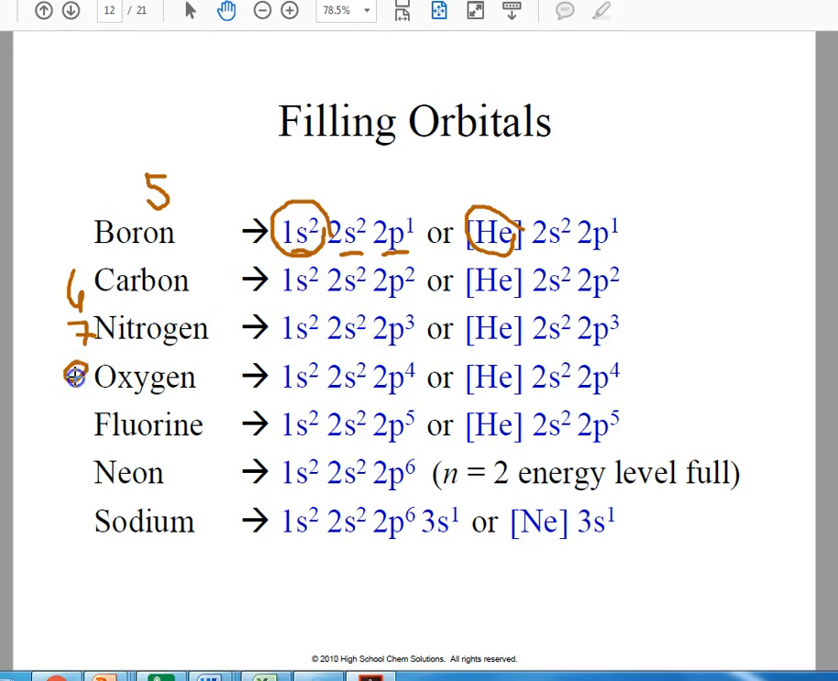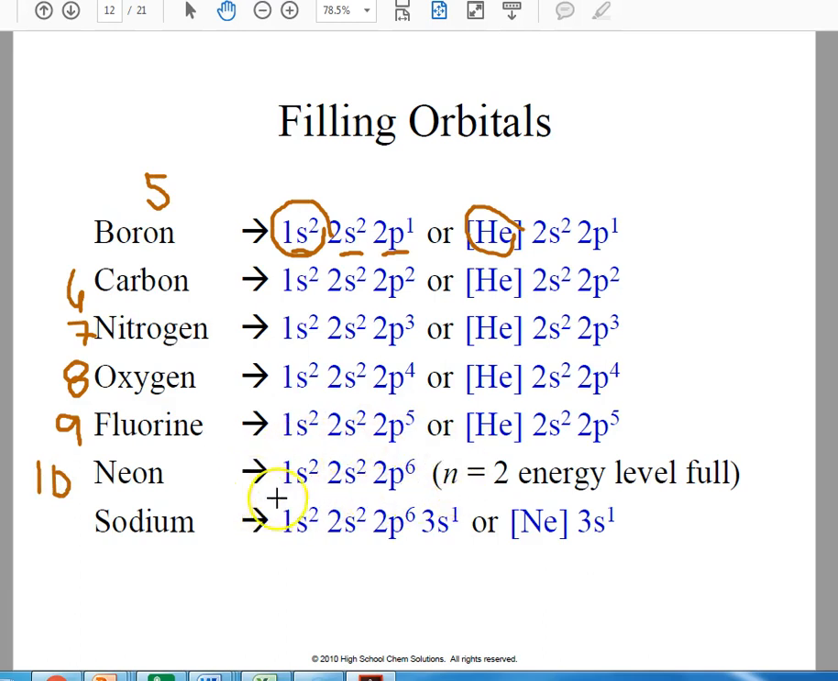Oxygen has 8 electrons. So 2 into the 1s, 2 into the 2s, and then 4 into the 2p. So there's our electron configuration and the shorthand. Fluorine has 9 electrons. So 2 and 2, and then 5. Neon has 10 electrons. So 2, and then 2, and then 6.